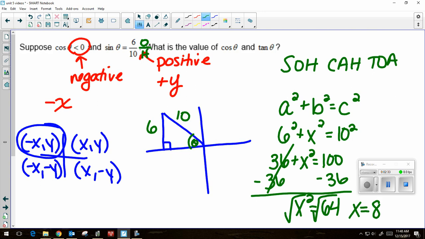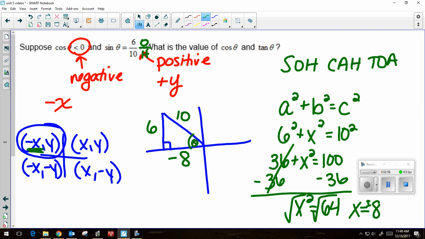Now remember, when we square root, it's a positive and a negative 8 technically. You need to determine, is it positive 8 or negative 8, based on the location of your triangle. Because I'm moving to the left on the x-axis, it's going to be a negative 8. Because remember, my x value is negative since I'm in quadrant 2.